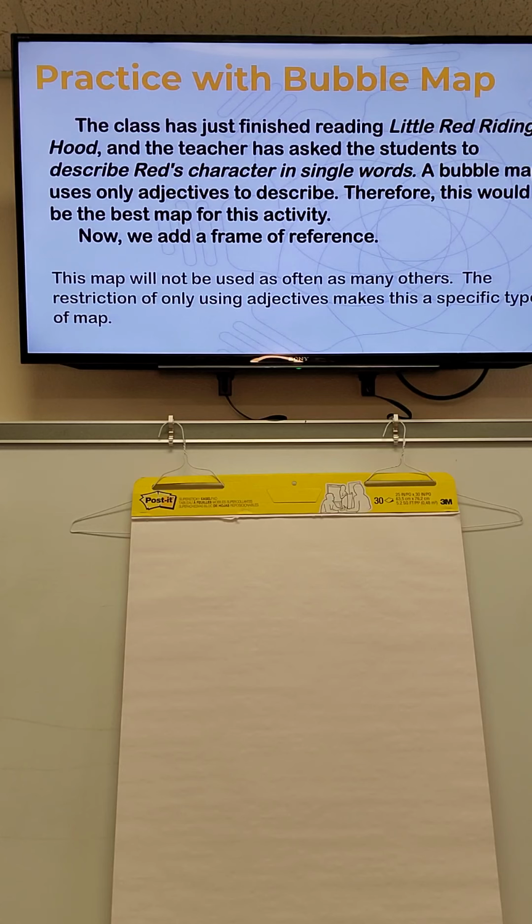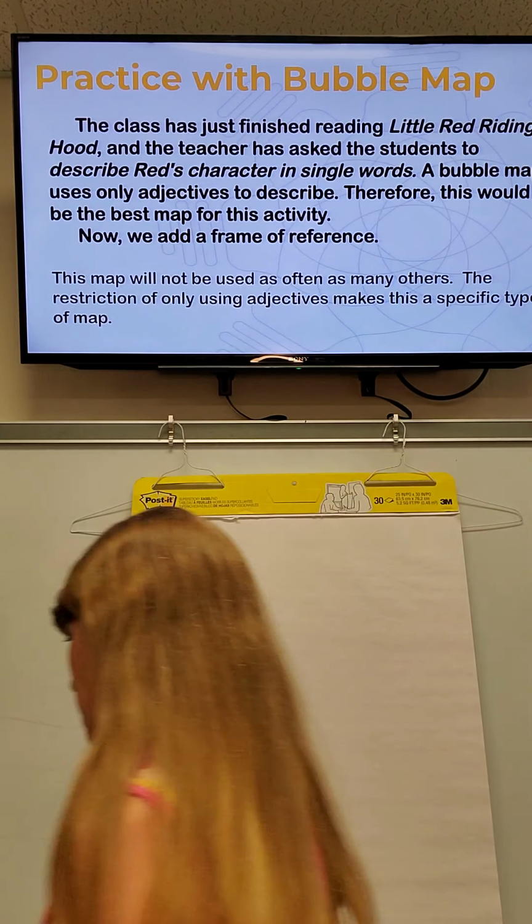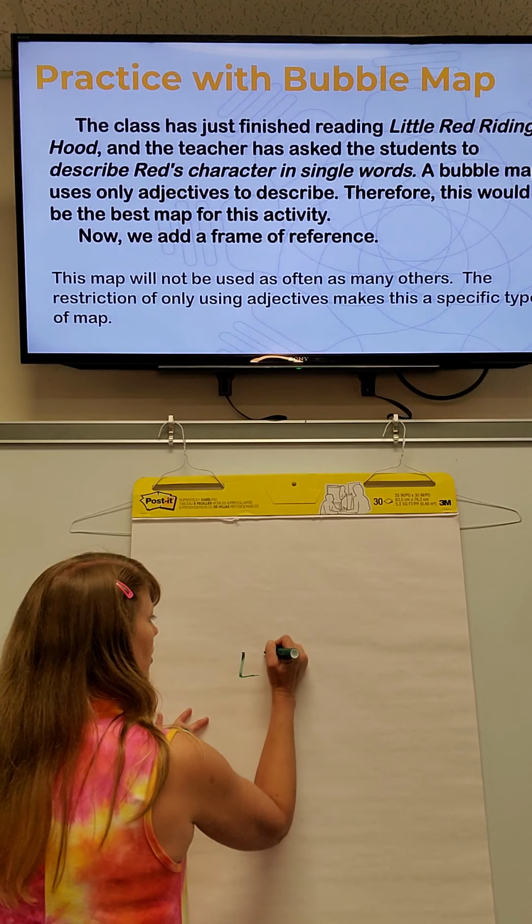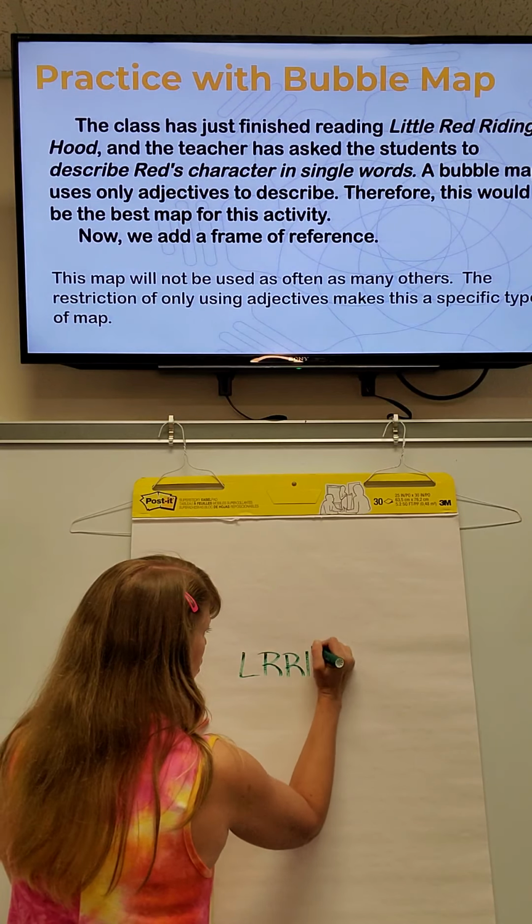Now, we will add a frame of reference at the end, but I want you to realize that this map is not used as often as many of the others because the restriction of only using adjectives makes this a very specific type of map. So let's go ahead and make this map today. We know that the person we are describing is Little Red Riding Hood. So I'm going to put LRRH right in the middle.